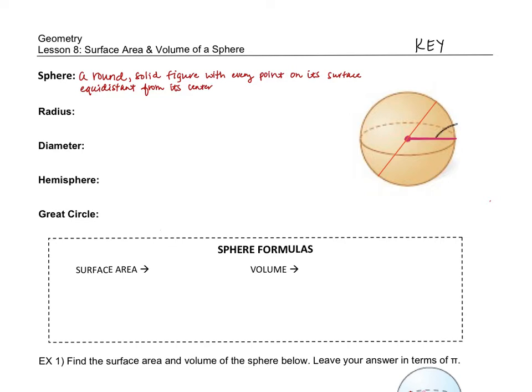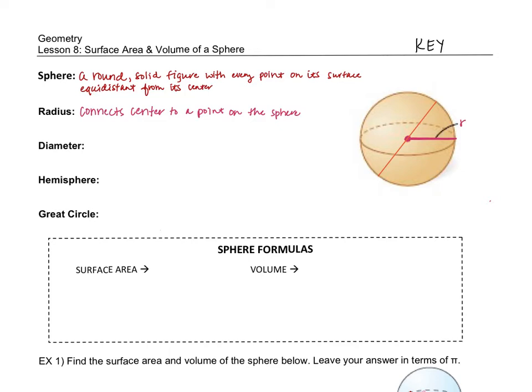So we can see we have our visual right here, that's our sphere. Now our radius is going to be marked in pink. Our radius essentially connects our center point to a point on the sphere. So we're going to write that down for our radius: it connects a center to a point on the sphere. We can also label that with a letter R.